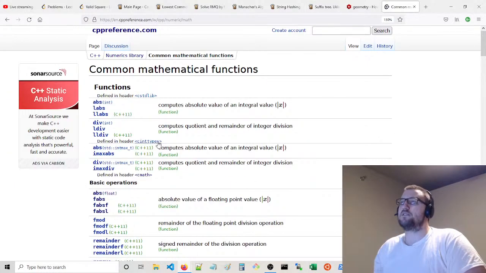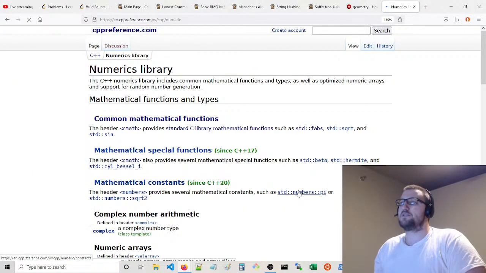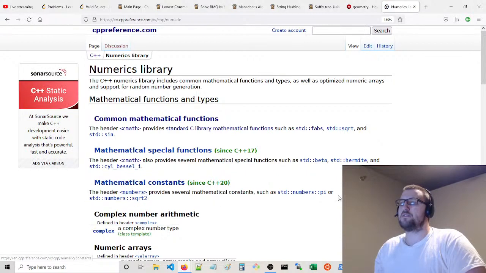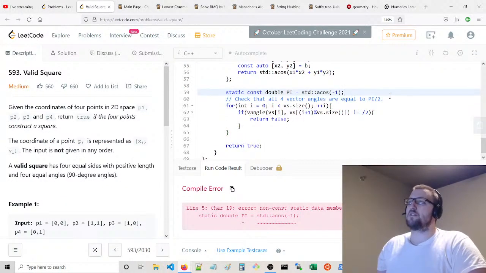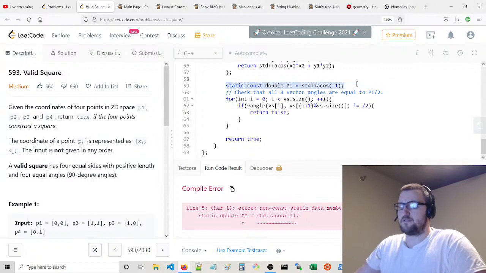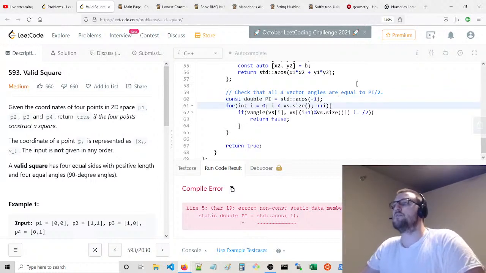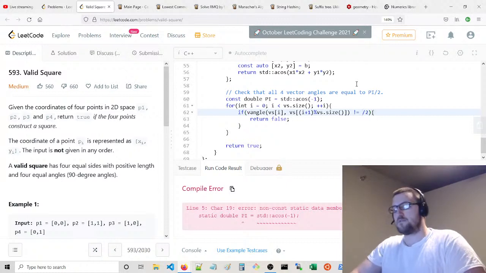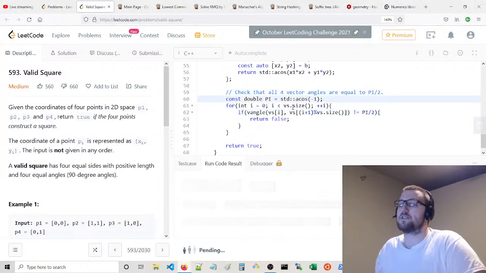It's here, right? Standard numbers, pi. I don't know if we have C++20 though. I don't think we can use that. We can do this. We can just calculate it here. It's a little bit wasteful. But we can do this. Calculating this every time we call the function is not great.